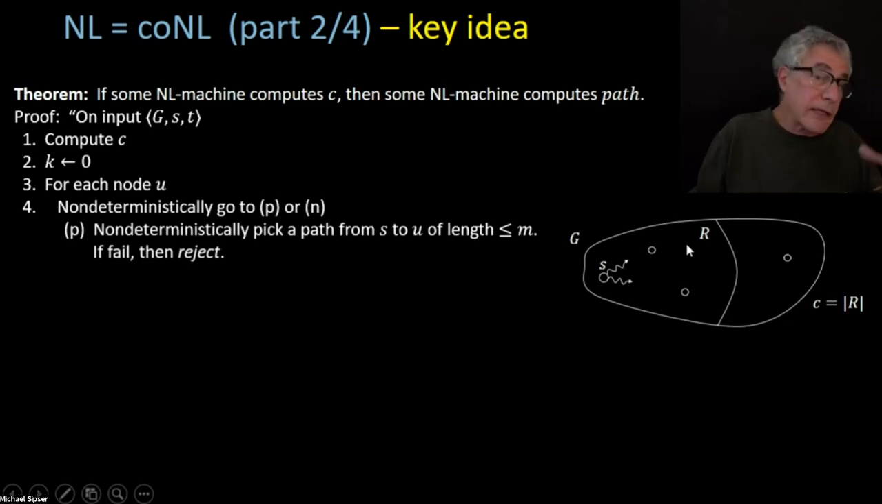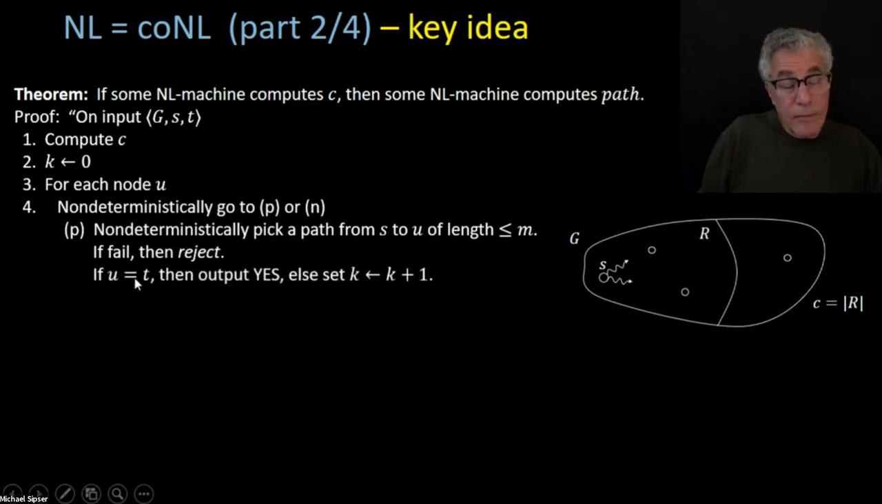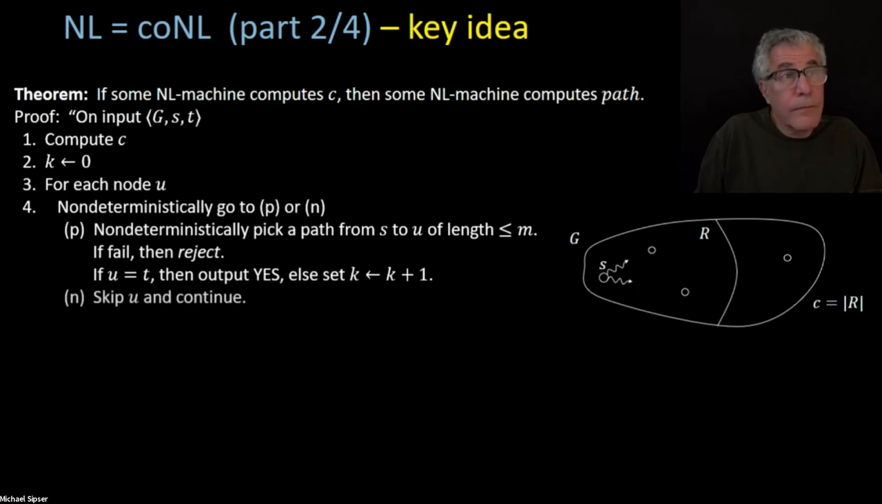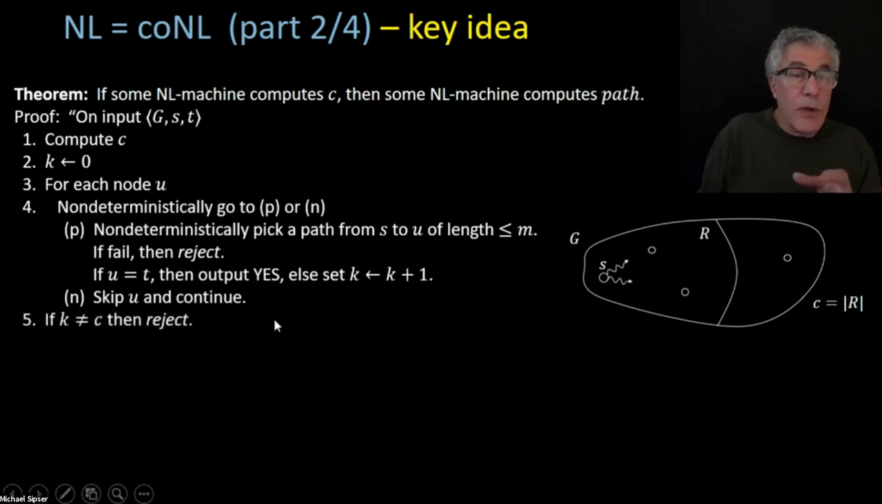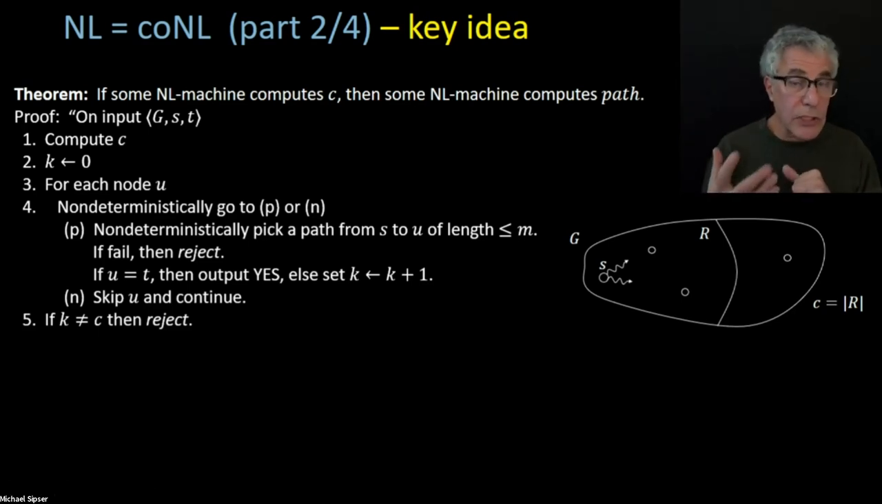If I don't find that path, I just reject, punt on that branch. If that path that I found actually led me to T, so that the node I'm working on is currently T, then I know to accept. But otherwise, I'm just going to count the number of nodes that I find are reachable. If I've guessed that U is not reachable, I'm just going to skip it. At the end, I see whether the number of nodes that I've determined are reachable agrees with my original count C. So does K equal C or not?